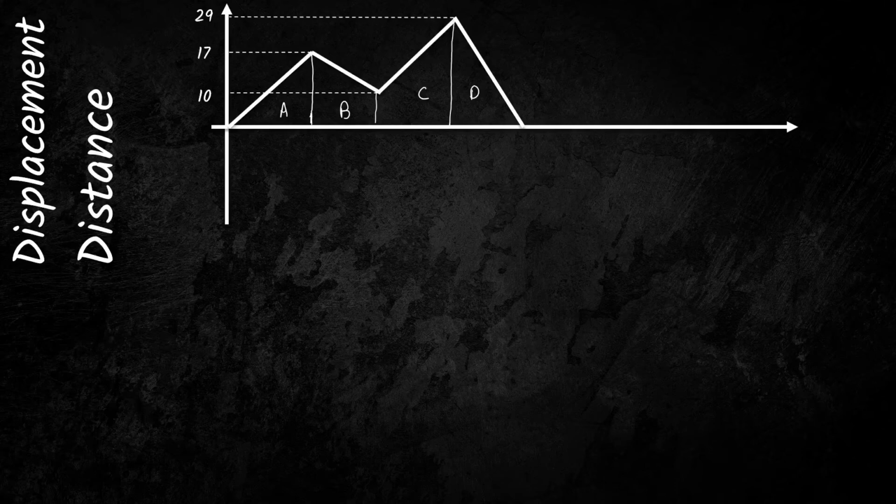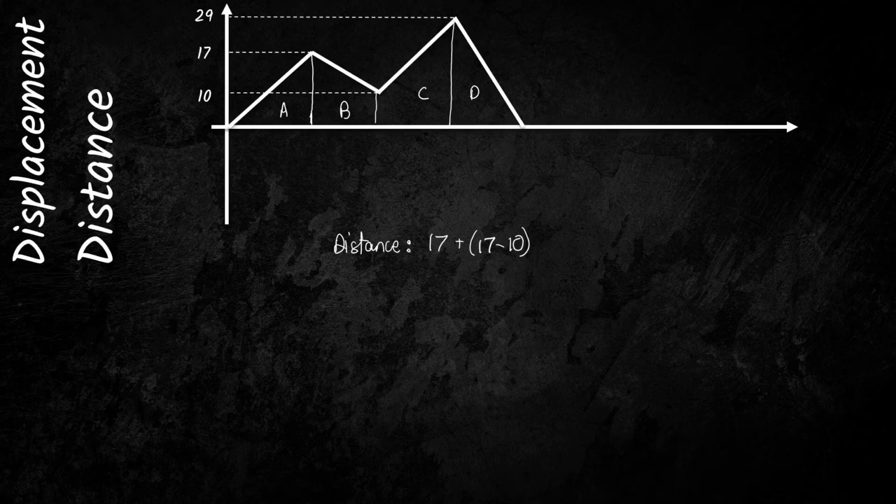All right. Once you've done that, let's first find out the distance. Now remember that distance is the length of the total path taken. So during A, your object is traveling 17 meters. During B, your object is traveling back from 17 to 10, so a difference of 7 meters. It's traveling back, but irrespective of the direction it's traveling in, it's still traveling 7 meters, right?